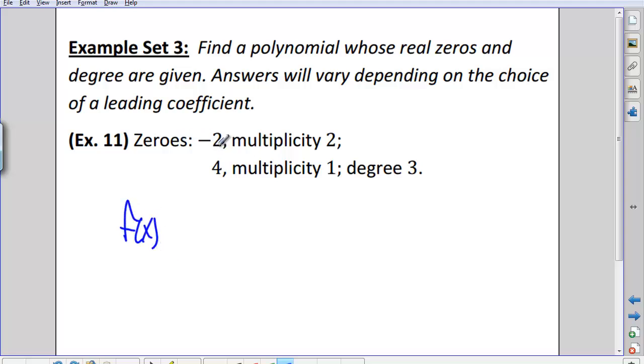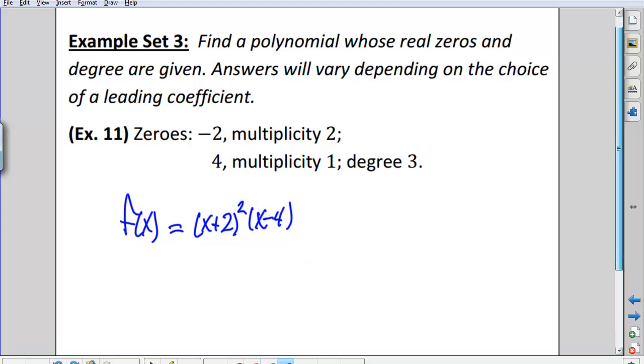So the first one says a 0 of negative 2, multiplicity 2. Okay, that's going to be a factor of x plus 2 squared. Negative 2 is the 0, so x plus 2 is the factor. Multiplicity 2 means we square it. 4 is my next 0. So x minus 4 is my factor. Multiplicity 1 means it's just to the first power, or we can just leave that exponent off. It's understood 1. Now is that a third degree? x squared times x would be third degree. So we'll just leave it like that.